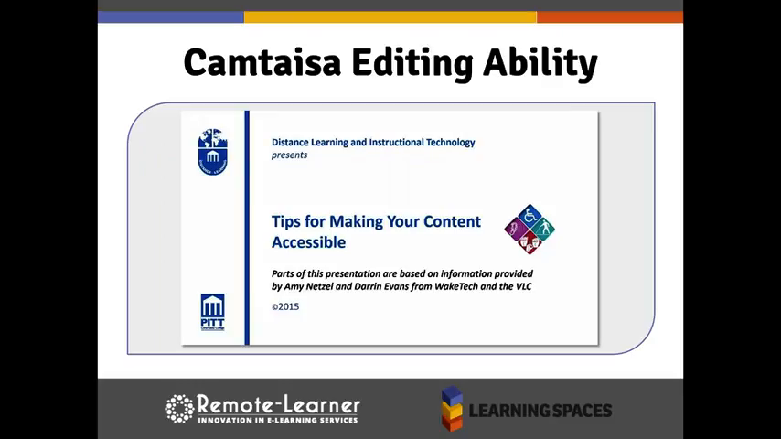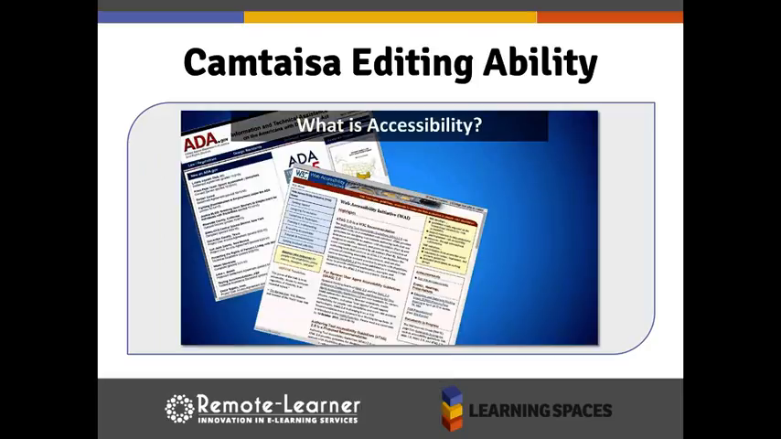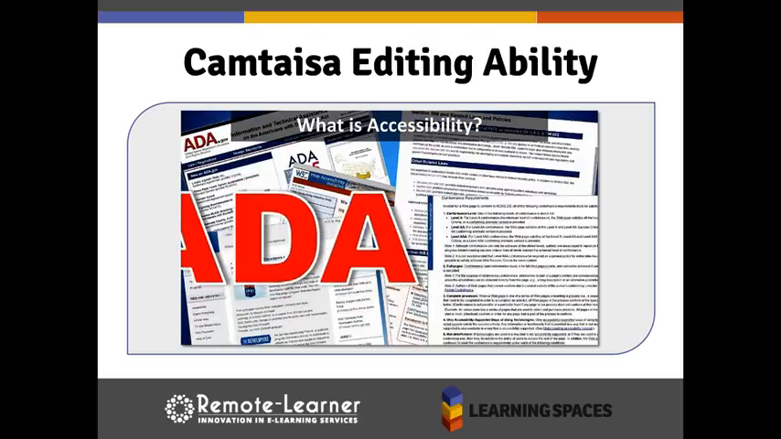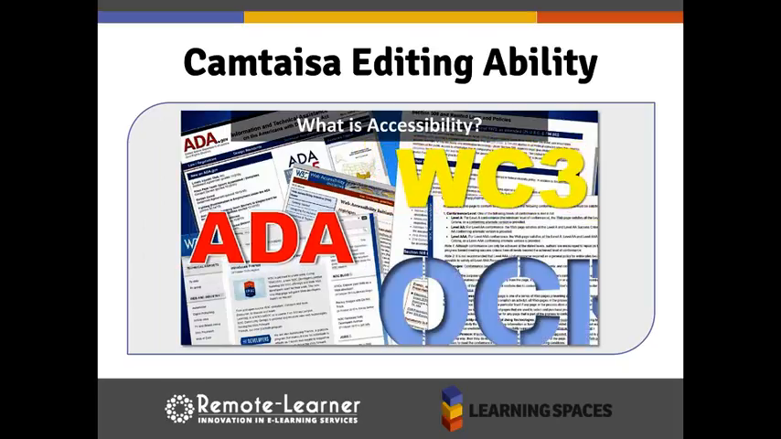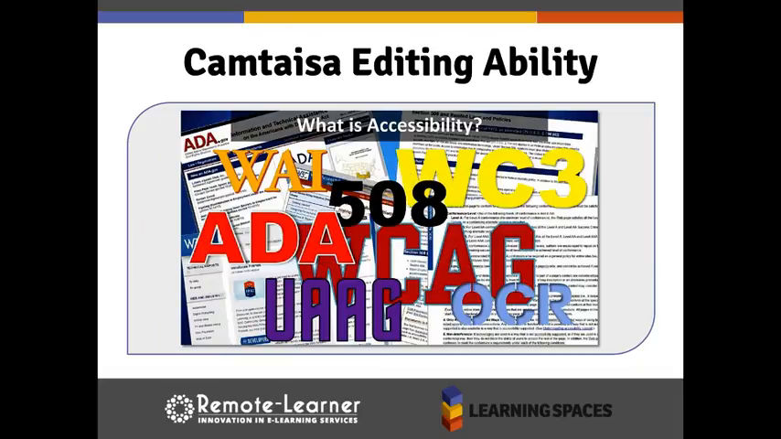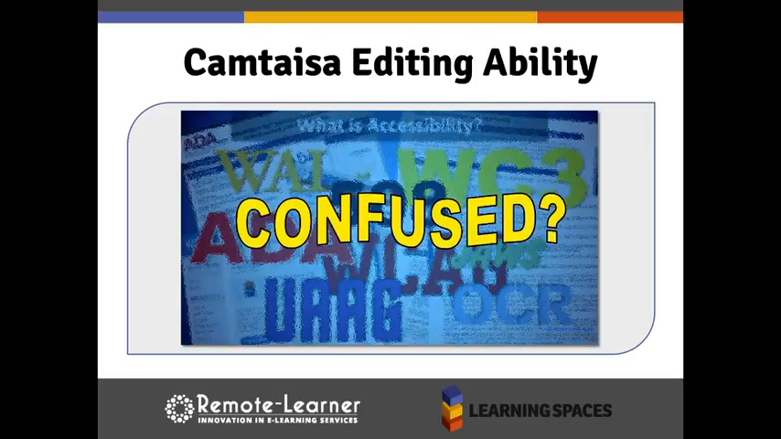Welcome to Tips for Making Your Content Accessible. If you were just to do a search on the web for accessibility, you would find pages and pages and pages of information. You'd also hear terms such as American with Disabilities Act, World Wide Web Consortium, Optical Character Reader, Web Accessibility Initiative, User Agent Accessibility Guidelines. Whew! Just lots and lots and lots of information, so much that it is totally overwhelming to most folks. So you end up being confused about what should I do? What do I need to do to make things accessible?